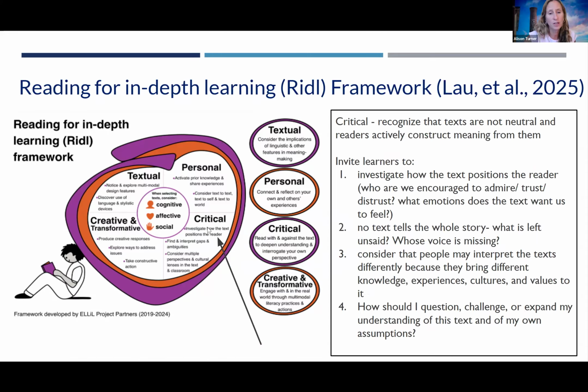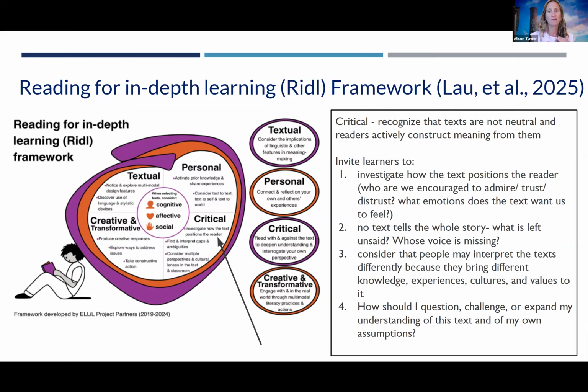Okay, the next one that I want to look at is this critical element, and then we'll go on to the creative and transformative element. So the RIDL framework sets us up to invite students to recognize that no text is neutral, that all texts really do share the perspective of that author and perhaps the society in which they're created, right? And they're for a particular point of view and context and goal that we may or may not be aware of as a reader.